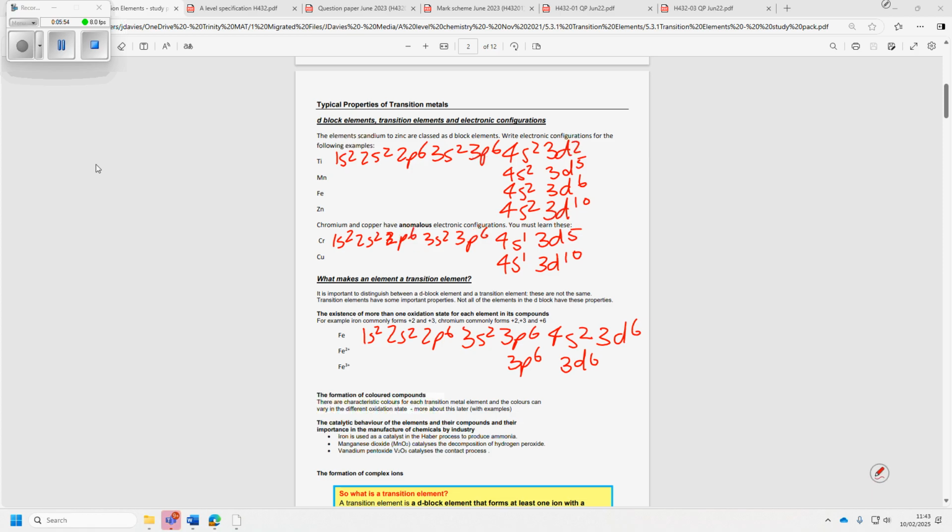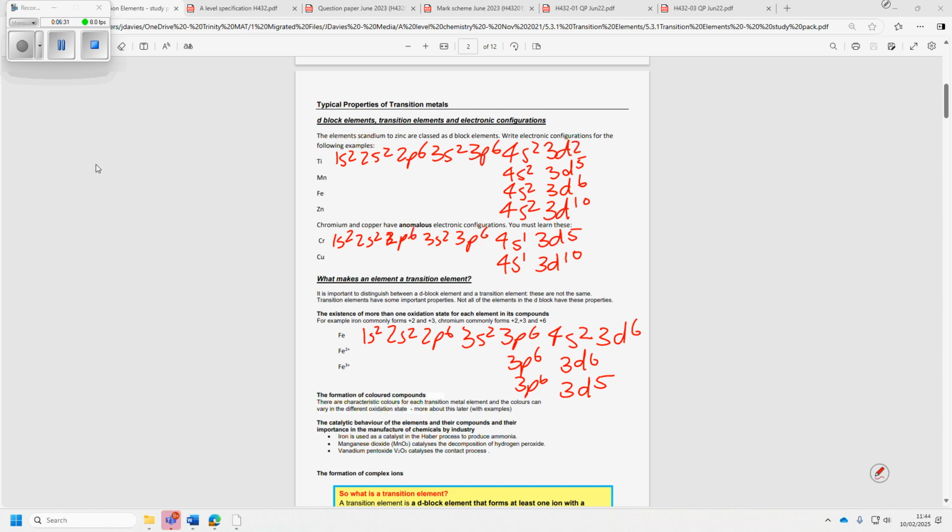It's very, very easy for iron 2+ to turn into iron 3+, because after the 3p6, we then lose one of the electrons from the 3d subshell, turning it into 3d5. So Fe2+ is 3p6, 3d6, and Fe3+ is 3p6, 3d5. So it can form two different ions in compounds. So that's the concept of variable oxidation state.